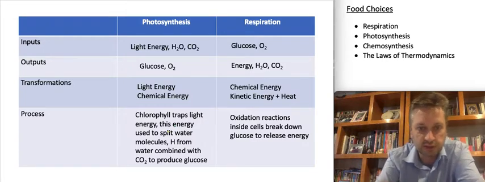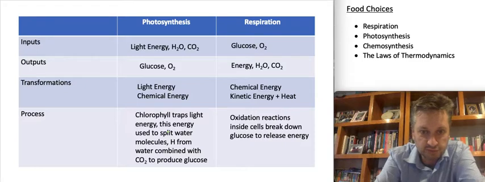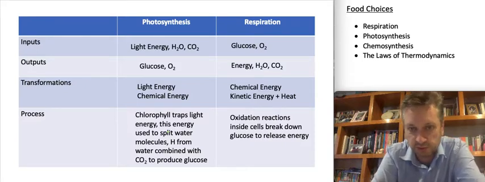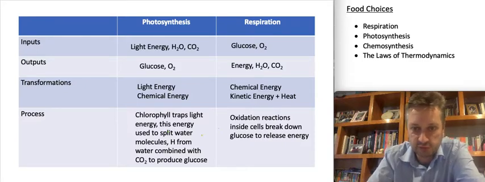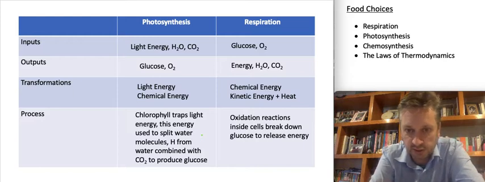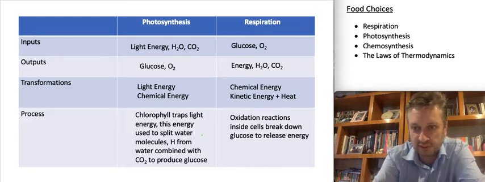And this is the process. Photosynthesis: chlorophyll traps light energy. The energy is used to split water molecules. Hydrogen from water is combined with carbon dioxide and glucose is produced. In respiration, oxidation reactions inside cells break down glucose and therefore release heat energy.